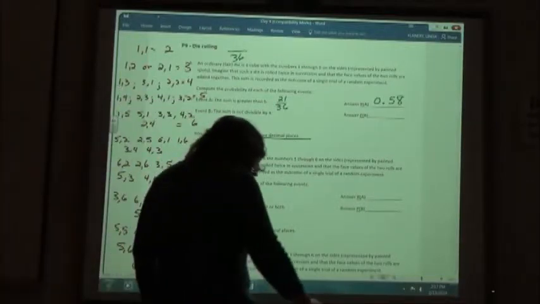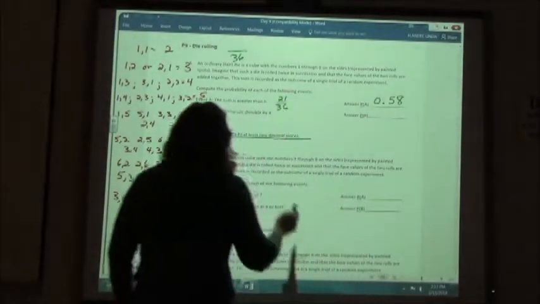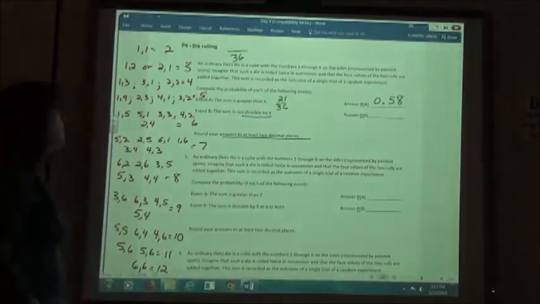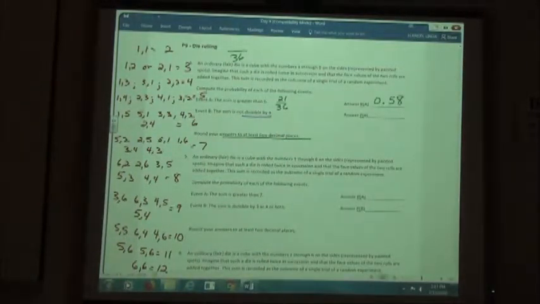Now we want to find event B. Event B says the sum is not divisible by 4. So we can't use 4, 8, or 12, right? I want everything but 4, 8, and 12. Now one thing you could do is add up the 4, the 8, and the 12 and then subtract from 36 because you know your total is 36, if that's easier than counting all the ones that are not divisible by 4.